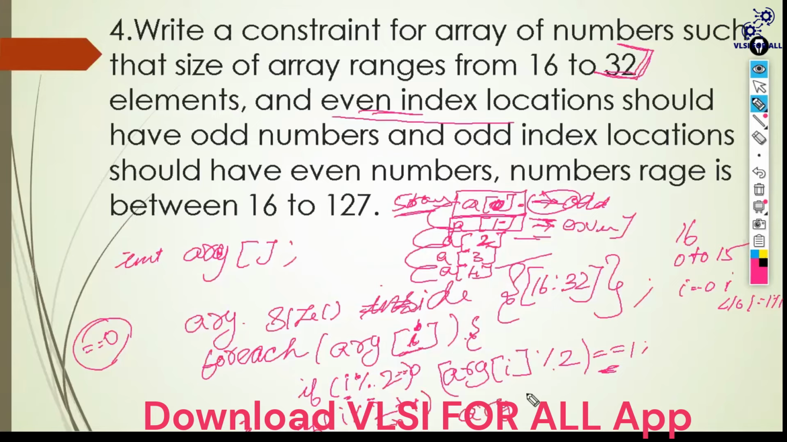That means array of I mod 2 equal to 0. So if it is an even index, I have to put an odd number. If it is an odd index, then I am putting even numbers into that array. So till this we have completed. Then the number range. Here we are telling that the number inside that array should be even or odd only. Did you have any questions?